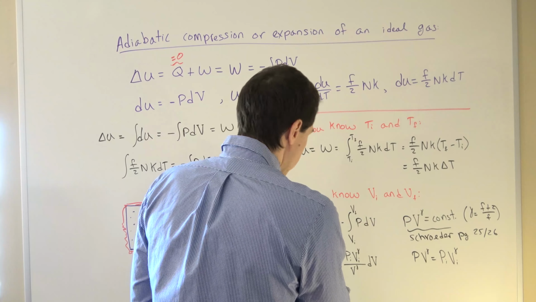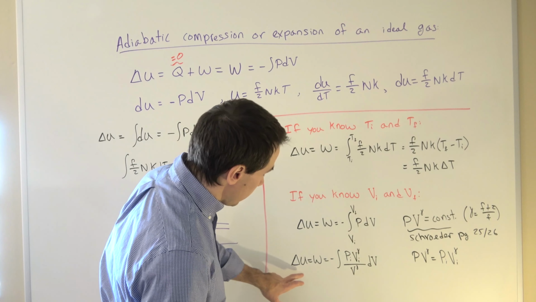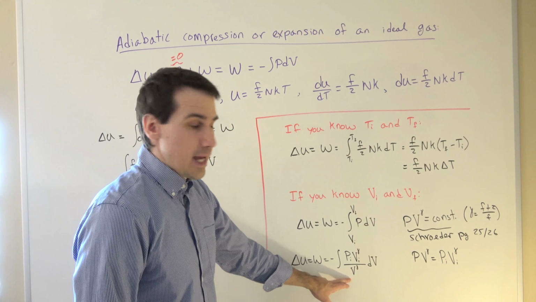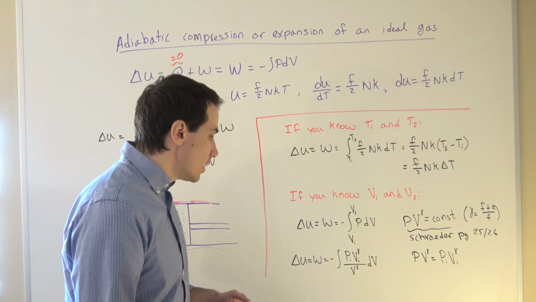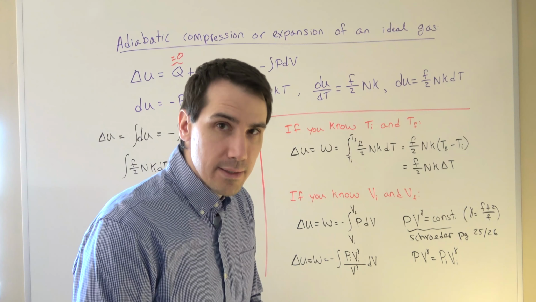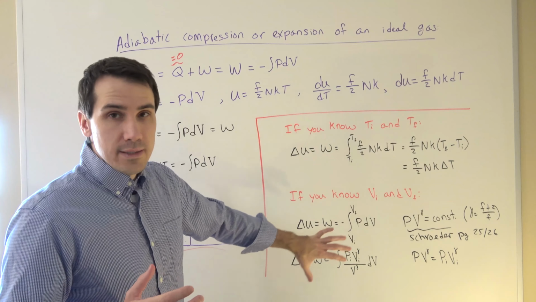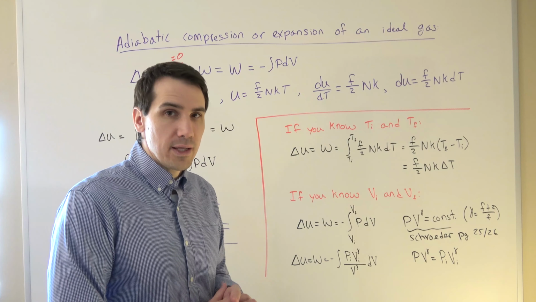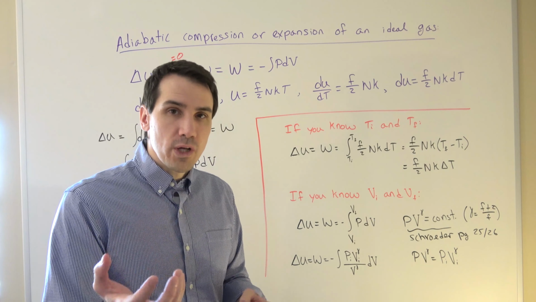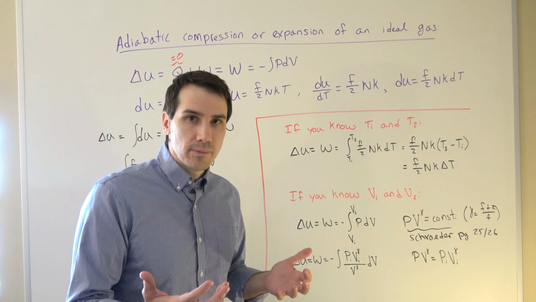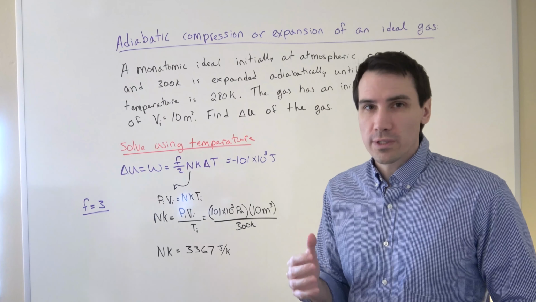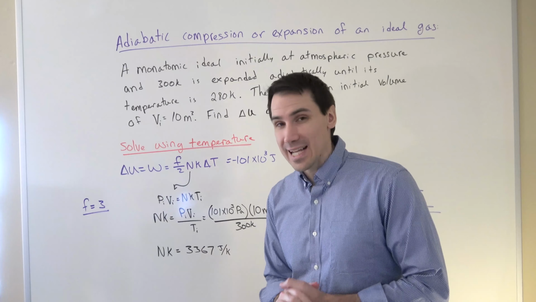So that is to say that we can write the pressure as P initial V initial to the gamma, divided by V raised to the gamma. That is this expression solved for the pressure. And then we can take that integral and find out what the work done is. So either of these integrals will work in order to find the change in energy or the work done on the gas. It just depends on which variables you have in your problem as to which of these integrals you want to do.